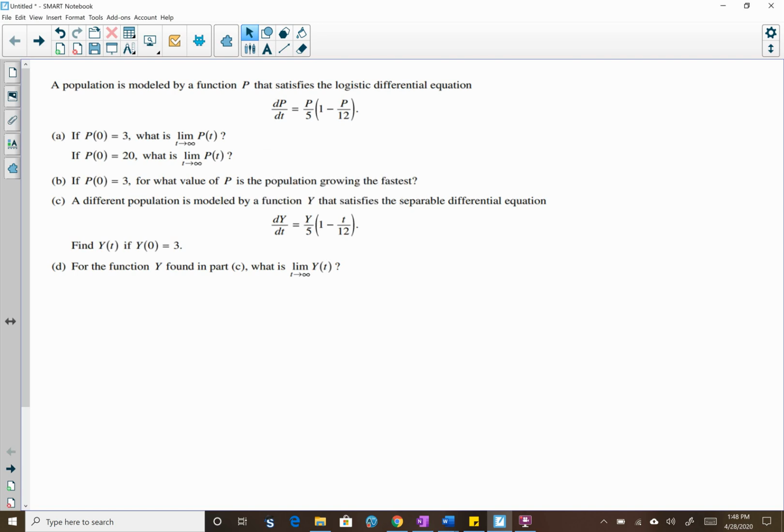Okay, this was actually such an easy problem. People thought it was a trick, and it actually was pretty low scoring, especially A and B, even though they're really easy questions. You should recognize logistic differential equation, logistic growth.